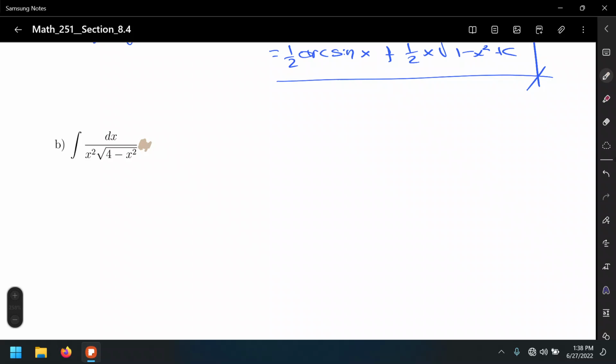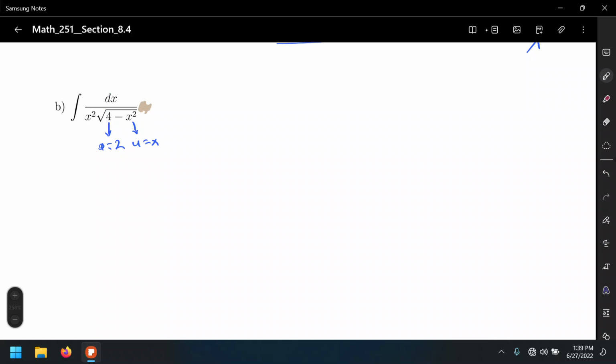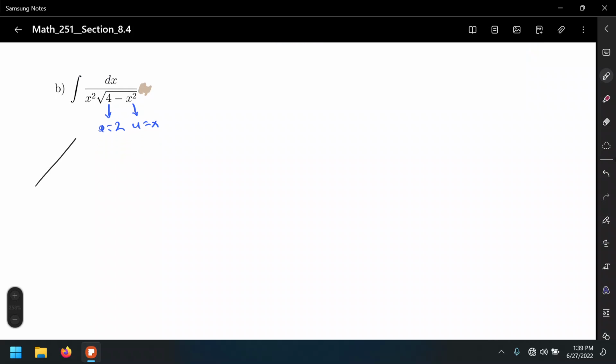So number one, what do we have? Focus only on the radical portion of the integrand. Do we have a sum of squares or do we have a difference of squares? It's a difference of squares. So first of all, I would write it as, let's say this is a equals 2 and this is u equals x. All right, so let's set up the right triangle to perform the substitution.